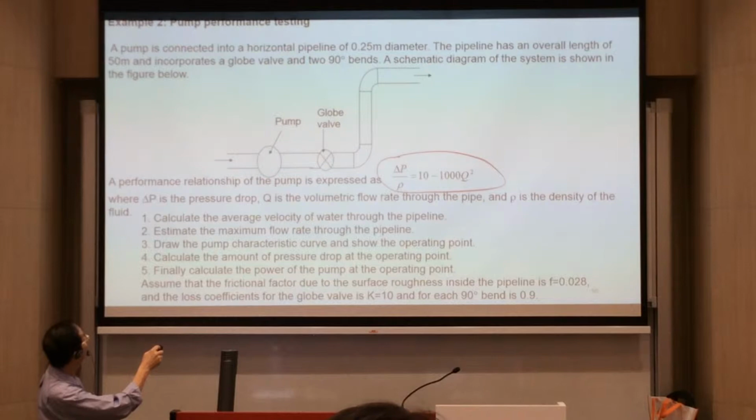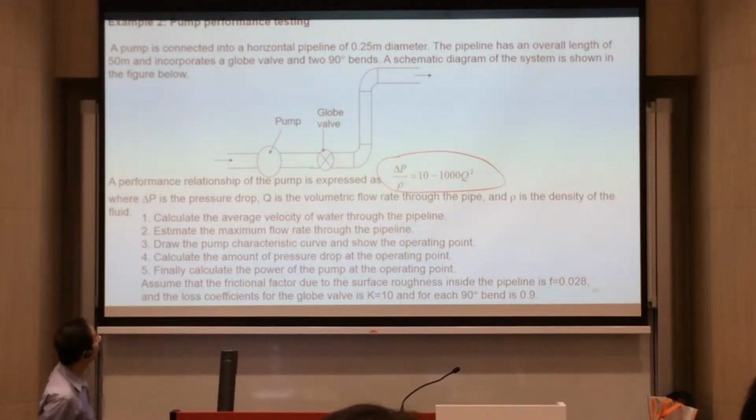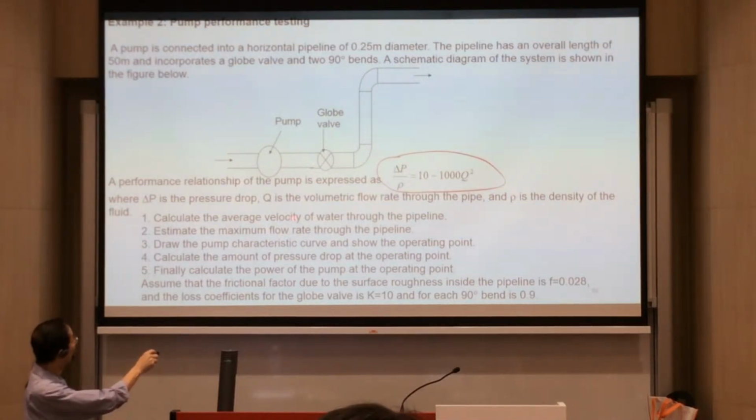Here, this pump is connected to a 4.25 meter diameter pipe, with an overall length of 50, and it operates a flow valve at a 90 degree bend. And we are given this performance relationship between the head and the flow rate for the pump. For the delta P, of course, the pressure drop, Q is the volumetric flow rate, meaning the quantity of flow per second through the pipe, and rho is the standard density. And we have calculated the average velocity, no problem.